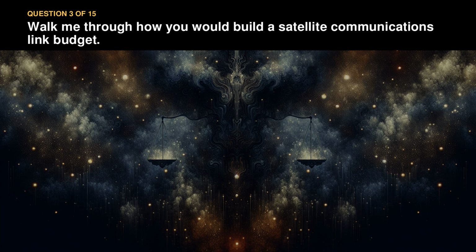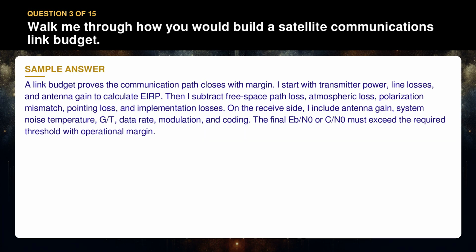Question 3. Walk me through how you would build a satellite communications link budget. A link budget proves the communication path closes with margin. I start with transmitter power, line losses, and antenna gain to calculate EIRP. Then I subtract free space path loss, atmospheric loss, polarization mismatch, pointing loss, and implementation losses.